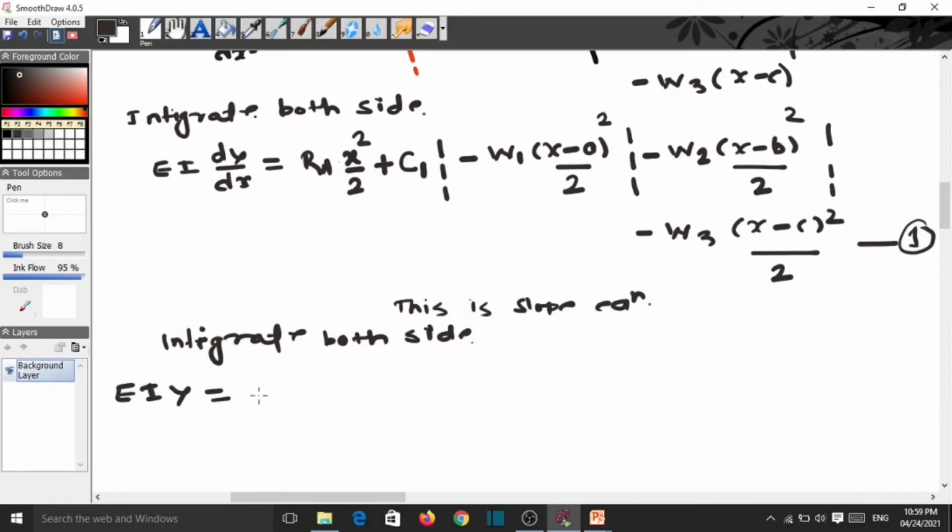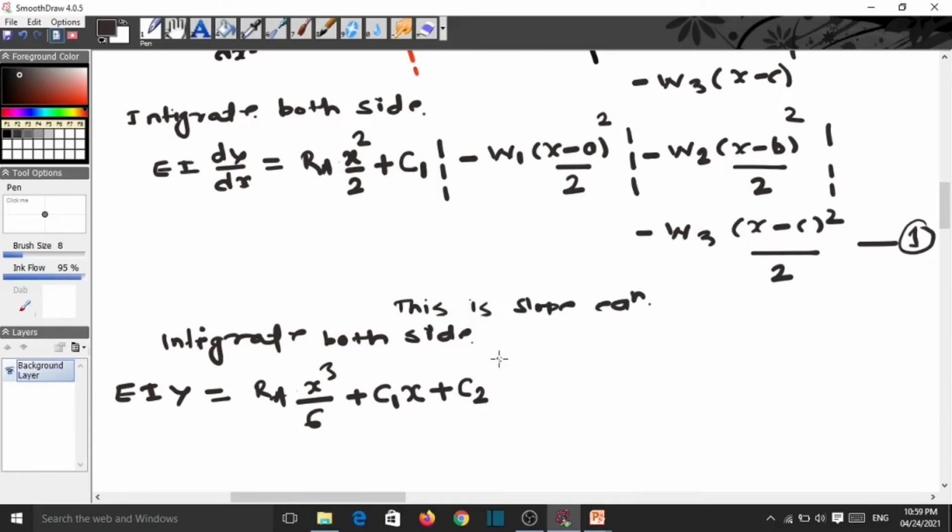So this becomes R_A into X cube by 3 into 2, that is 6, plus the integration of C1, which is a constant of integration. So the integration of C1 is C1 into X. Now again we are integrating a second time, so add here once again a constant of integration.